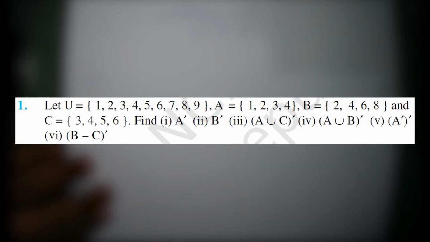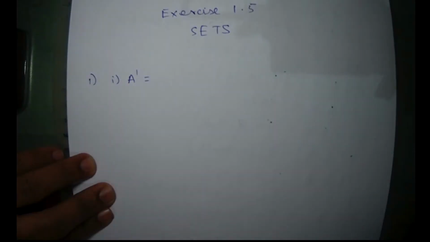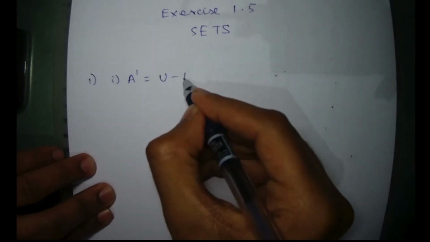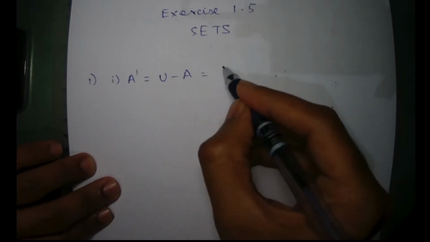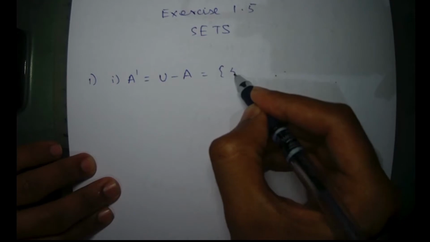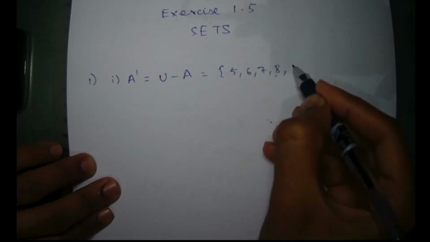So in this video we'll be solving exercise 1.5 of chapter sets. The first question: let's set U equal to 1, 2, 3, 4, 5, 6, 7, 8 and 9. Set A is 1, 2, 3, 4, set B is 2, 4, 6, 8 and set C is 3, 4, 5, 6. First we have to find A dash. So A dash is nothing but U minus A. So we have to remove all the terms of set A from set U, which is 1, 2, 3 and 4. So we get 5, 6, 7, 8 and 9.